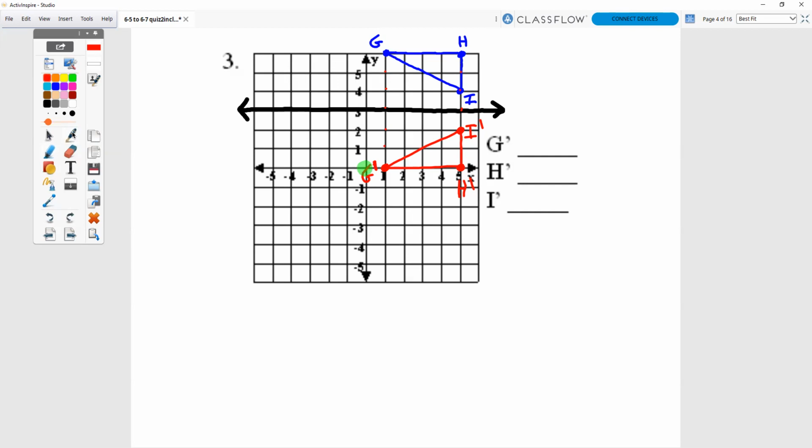You want to start counting for your coordinates right from that green dot right in the middle. G prime is over to 1, up to 0. We don't go up or down at all, so it's up to 0.